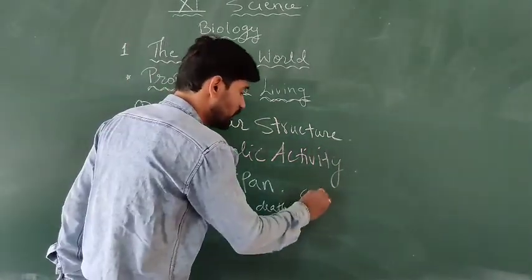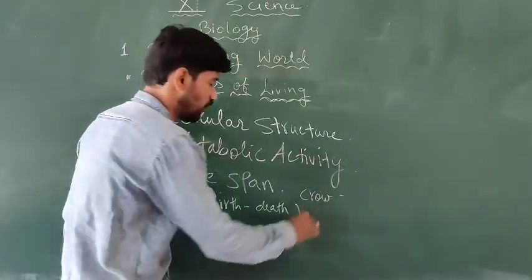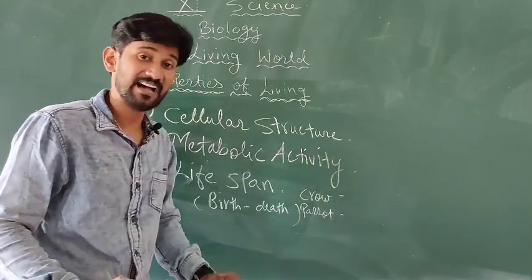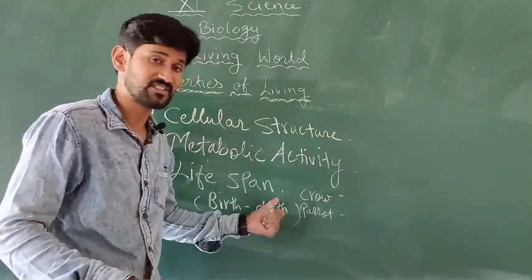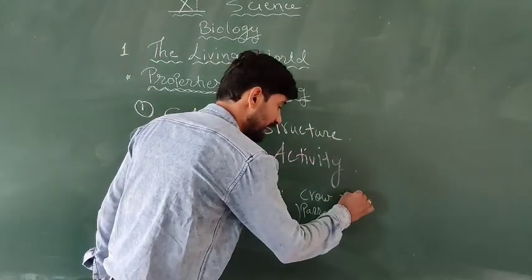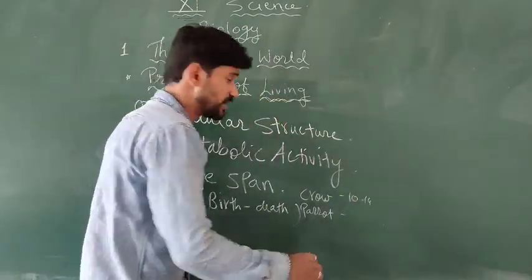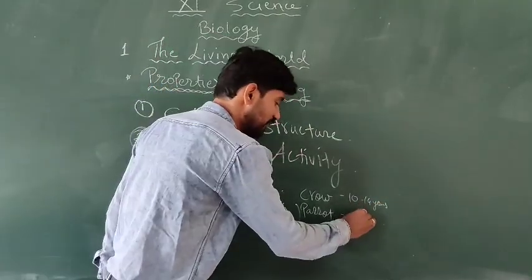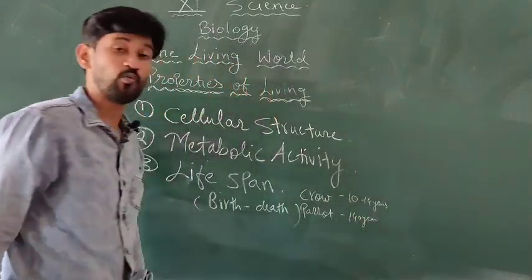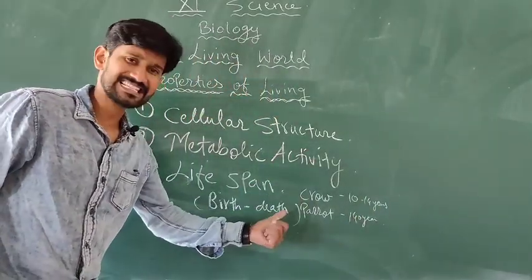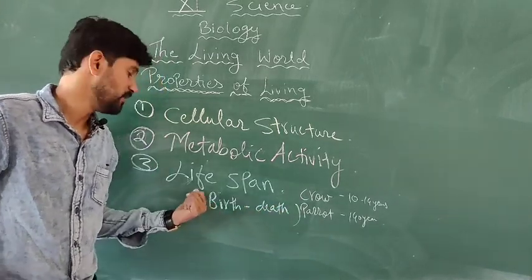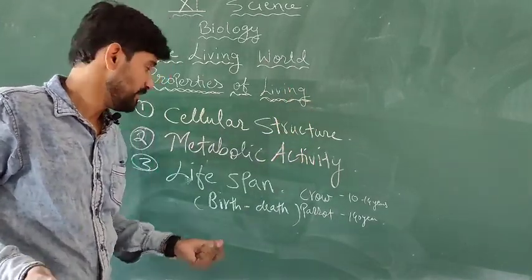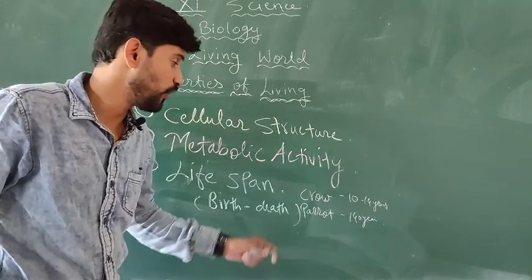I will give one example here: crow, or parrot. You can see that both are birds, and in size, shape, and structure they are similar, but they have different lifespans. A crow can survive for only 10 to 14 or 15 years, but a parrot has the ability to survive for more than, or near about, 140 years. So size and shape never matter for lifespan. A large elephant survives only for 80 years, but a small parrot survives for 140 years.